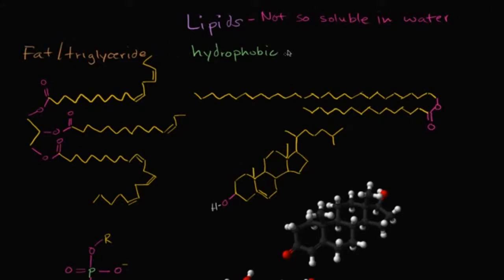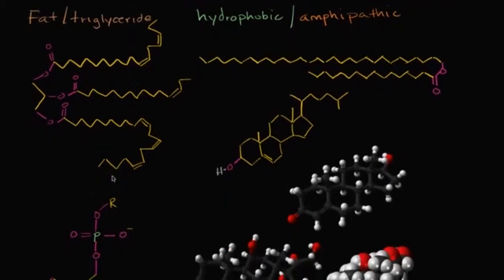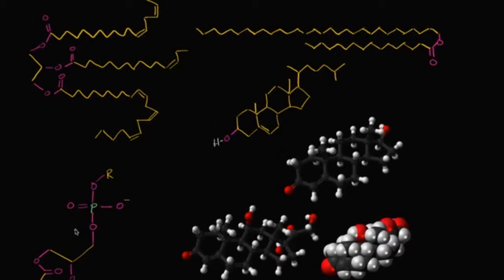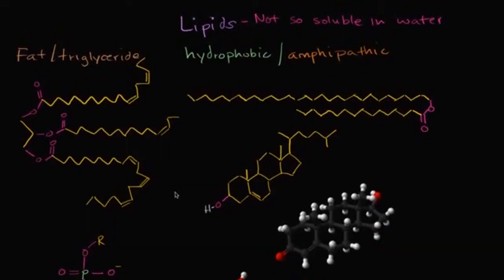But then there are some that have hydrophobic parts and hydrophilic parts. And these are called, and I always have trouble saying this word, amphipathic molecules, where some part is hydrophilic and some part is hydrophobic. And we're going to see that in a few seconds when we look at phospholipids, which are crucial for the structure of cell membranes. And we're going to see that a lot when you go into biology.